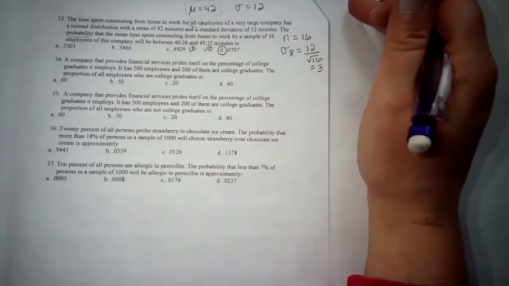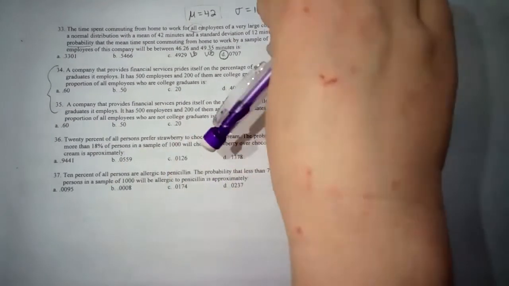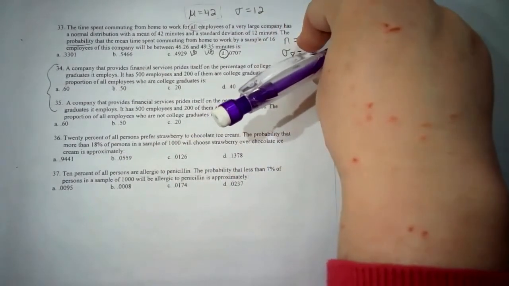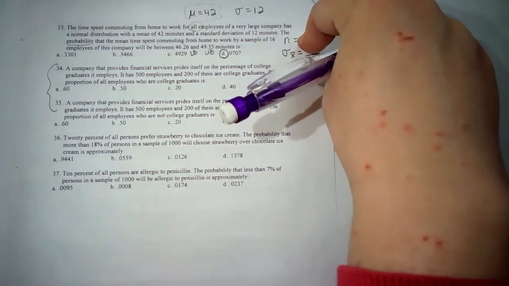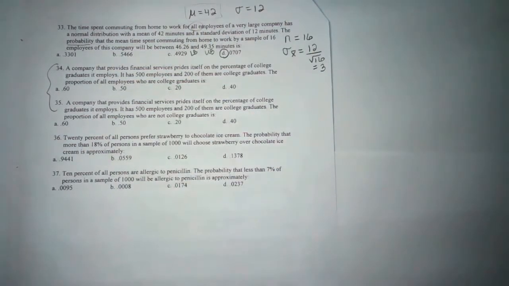Now, okay, 34 and 35. So that's really it for that portion of the test. Is everybody okay with those? Okay, let's look at 34 and 35. They're basically the same, so let's just read 34.